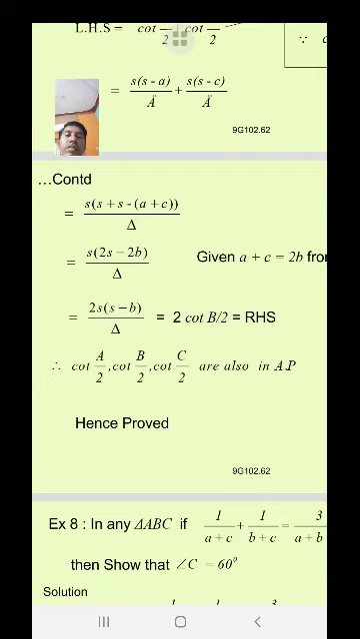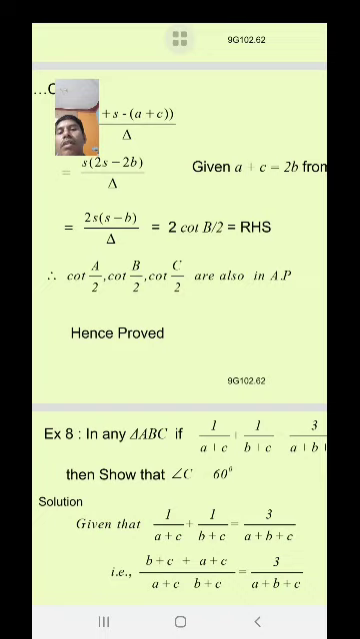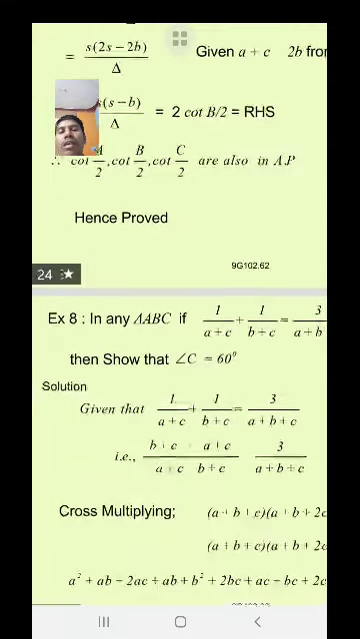So here 2b is written. Next, take 2 common from both the terms, and we get 2s into s minus b by delta. So 2 into the remaining part we can write as cot b by 2. So this is the RHS. Hence cot a by 2, cot b by 2, cot c by 2 are also in AP. Hence proved.